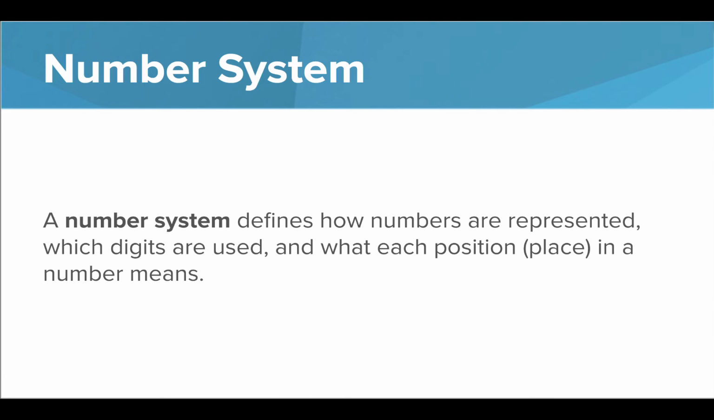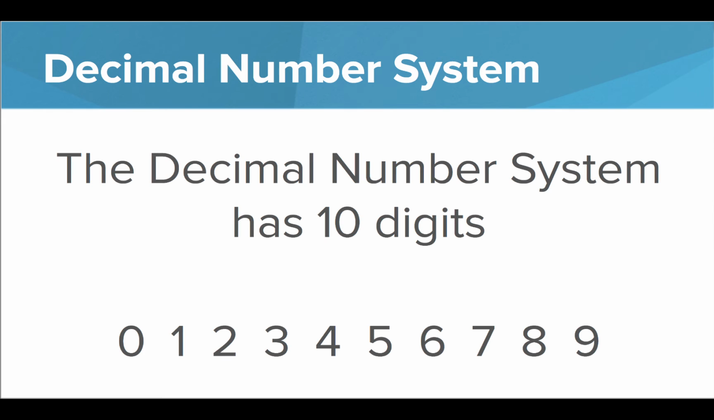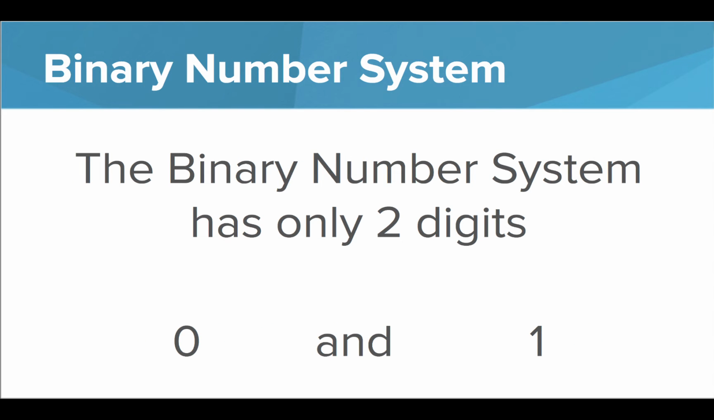A number system defines how numbers are used. You may think there's only one number system, the one we're used to, where we use 10 digits, but there are actually a lot of others. The system we are accustomed to is called the decimal number system. There are 10 digits used in this system, starting with 0 and ending with 9. The binary system only includes 2 digits, as we mentioned before, but there are actually other systems as well.